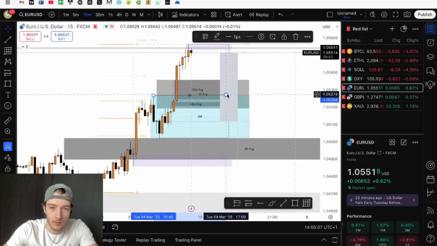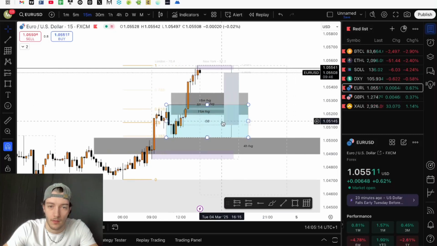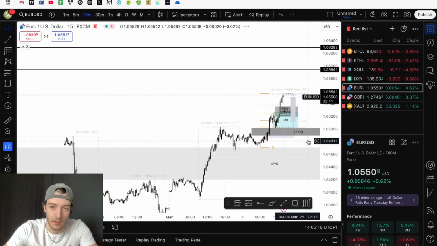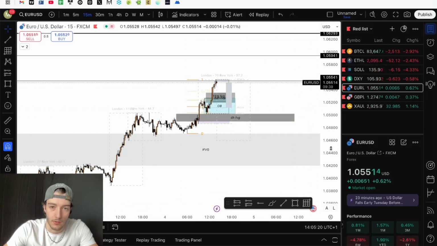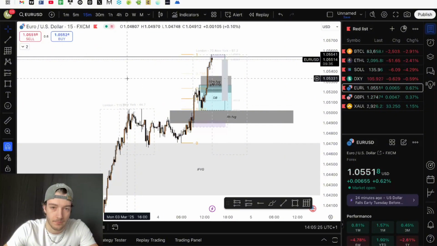So overall, the setup looks good so far. I want to see a little retrace into this 1 hour and 15-minute fair gaps, and then see a break of structure to the upside, and I'm gonna long it for sure. It looks very, very good so far.